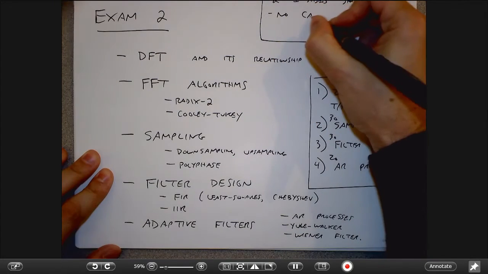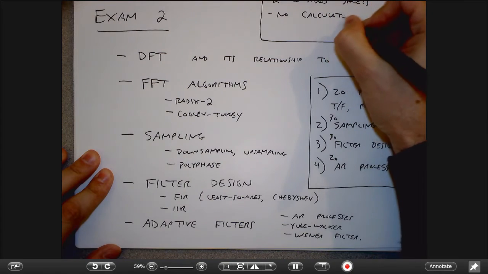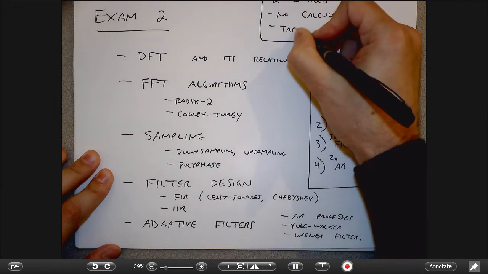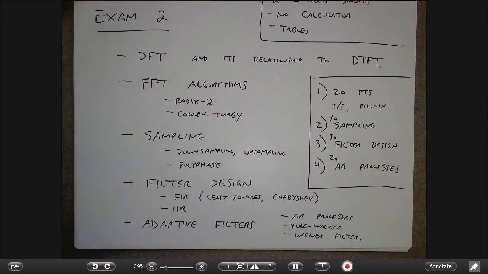No calculators, I don't think you'll need them. And I'll give you all the tables that you had last time, although again, I don't think you're going to really need those either, because the stuff that we're doing now is a little bit more algorithmic and process-oriented than solving kind of abstract Fourier and Z-transform problems. But I'll give you all the tables that you had before just so you have them.